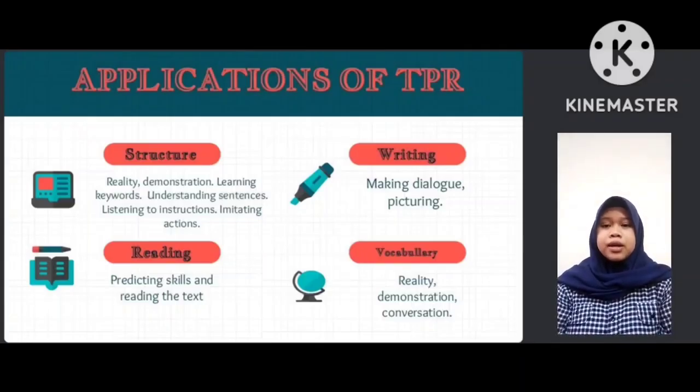Application of TPR. In reading, predicting skill and reading the text. In writing, making dialogue and picturing. In vocabulary, reality, demonstration and conversation. In structure, reality demonstration. Learning keywords, understanding sentences, listening to instruction, and imitating action.